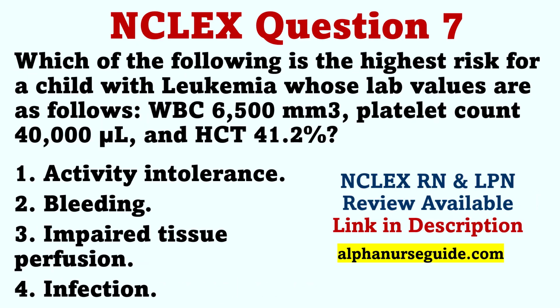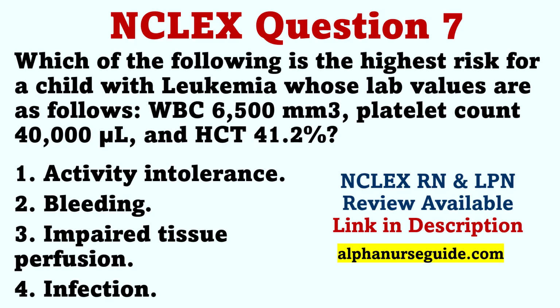Which of the following is the highest risk for a child with leukemia whose lab values are as follows? WBC 6,500, platelet count 40,000 per microliter, and HCT 41.2%. 1. Activity intolerance. 2. Bleeding. 3. Impaired tissue perfusion. 4. Infection.